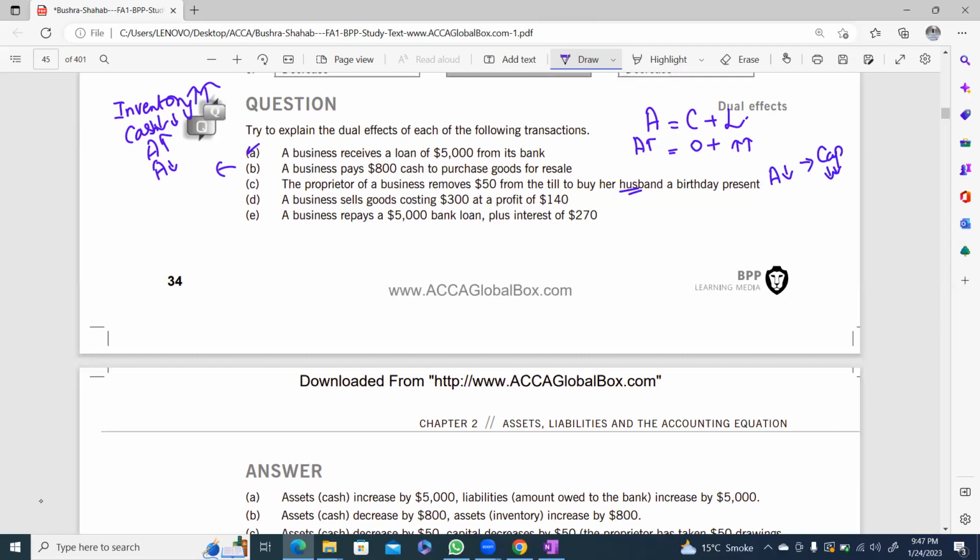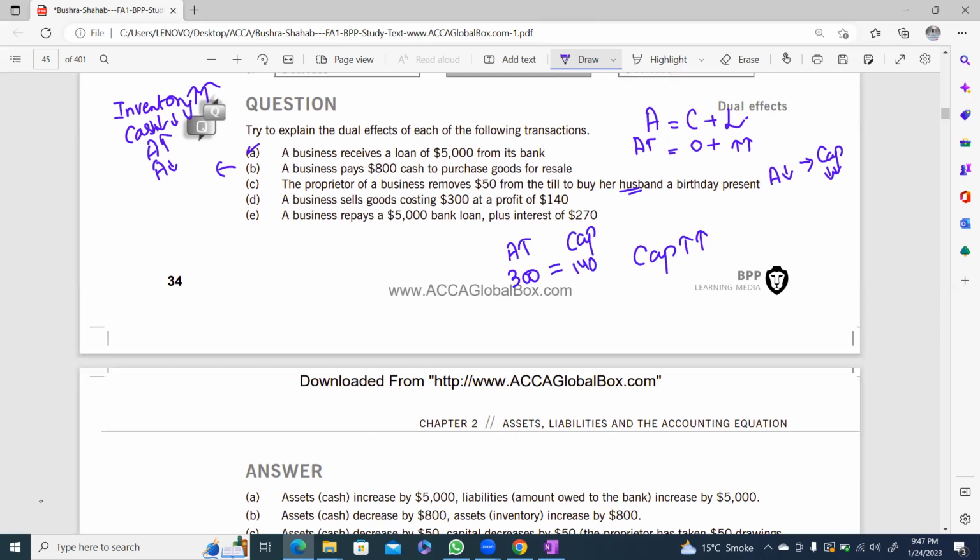A business sells goods costing $300 at a profit of $140. Revenue would increase, as well as capital. Revenue basically means that it's asset. So asset will increase by 300, right? Capital will increase by 140.